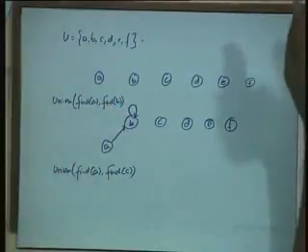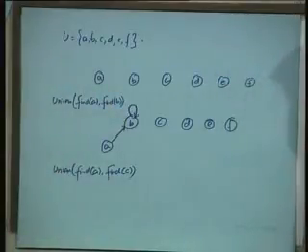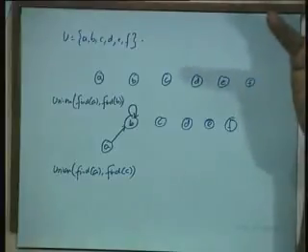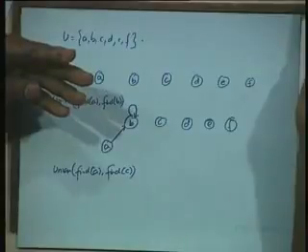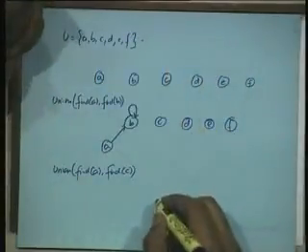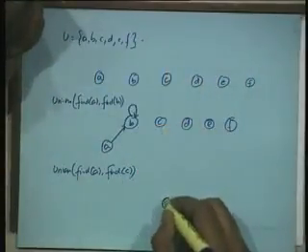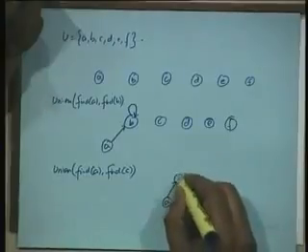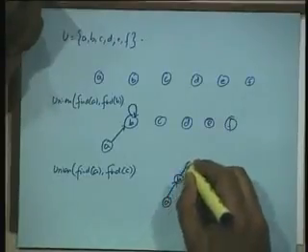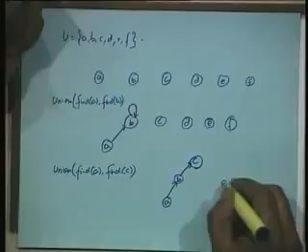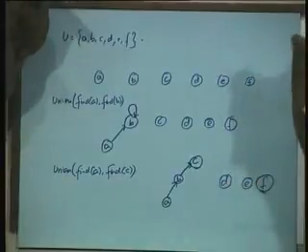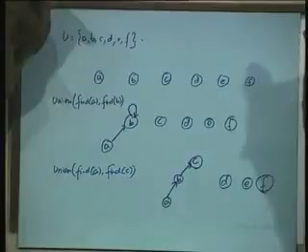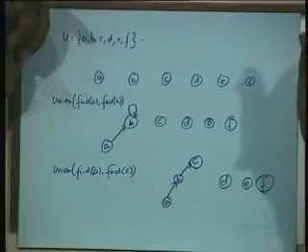What union does is take the roots of these two trees and link them up, making one point to the other. So for instance here I might decide to make B point to C, in which case my new representation would look like this.